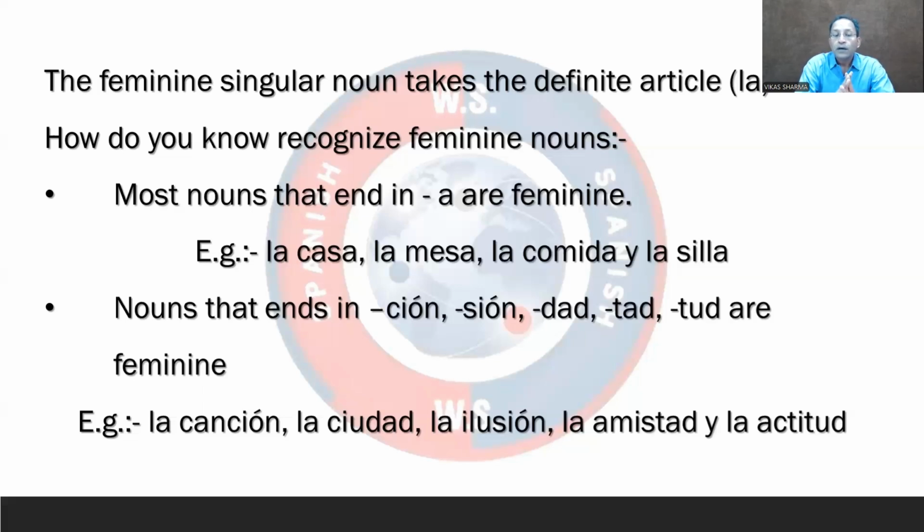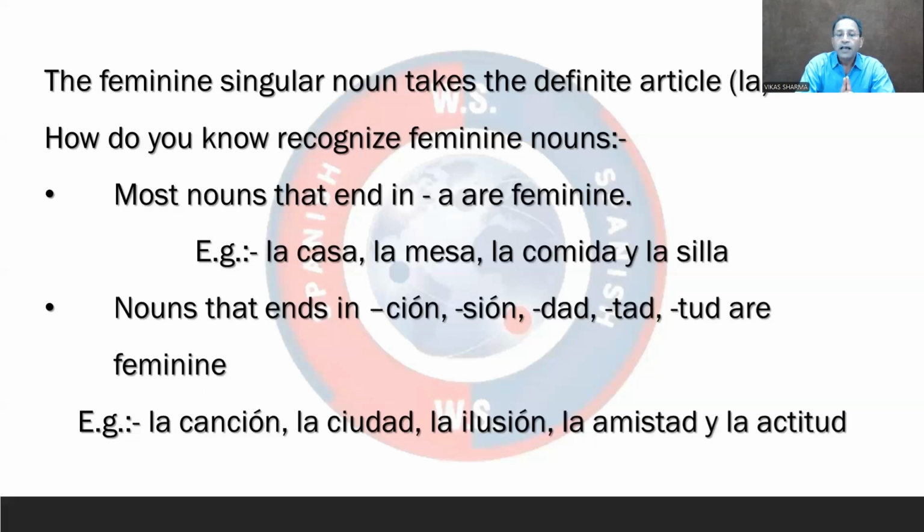Most nouns that end in A are feminine. Example, la casa, the house. House is feminine. So you write la casa. La mesa, la comida, la silla. So you may notice that all these nouns end in A, and hence they are all feminine nouns.